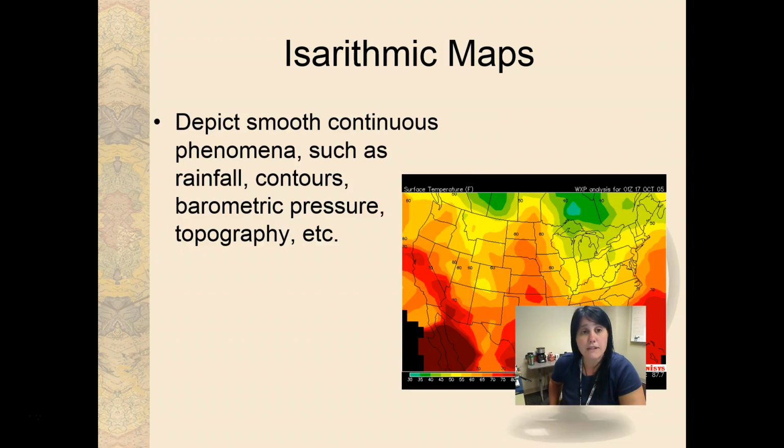We are all very familiar with isomorphic mapping because we watch the Weather Channel, we've seen temperature maps and precipitation maps and so forth. But essentially what an isomorphic map does, it depicts smooth continuous phenomena, things like rainfall, contours, which you're very used to working with, barometric pressure, and topography as a few of those examples.